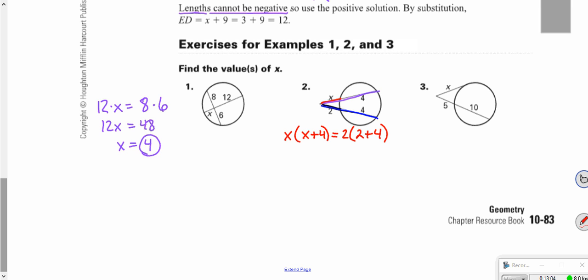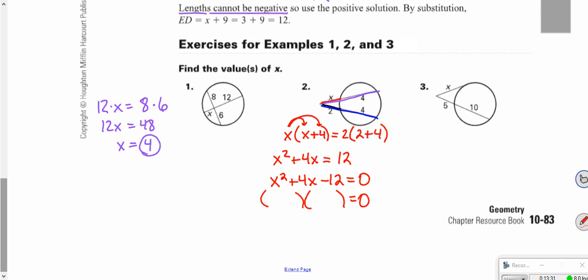Now, this, remember, your x has to be distributed to each one of those. So we would have x squared plus 4x equals 2 times 6 is 12. Okay. So x squared plus 4x minus 12 equals 0. See if we can factor this sucker.